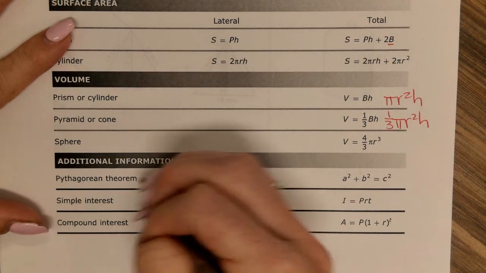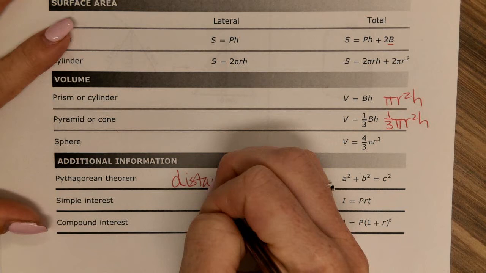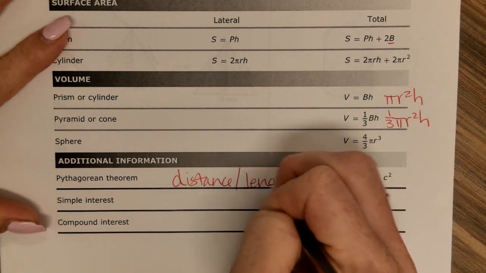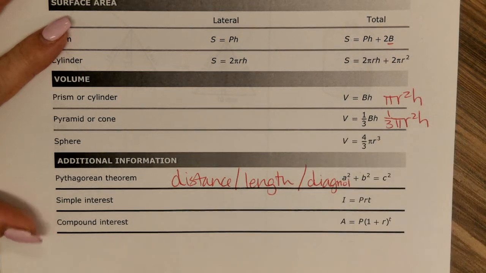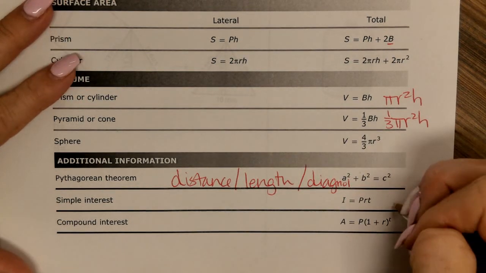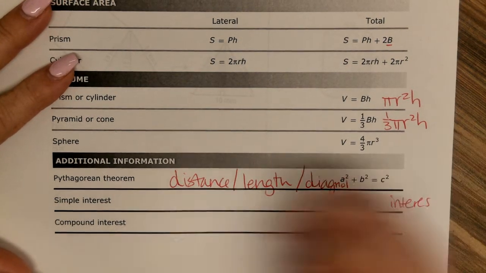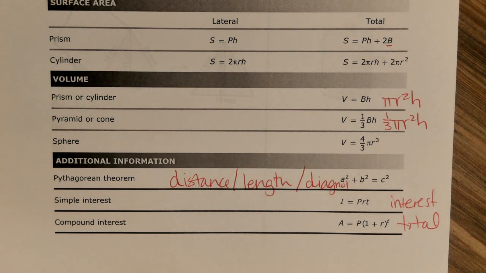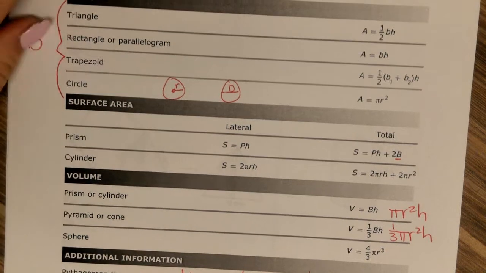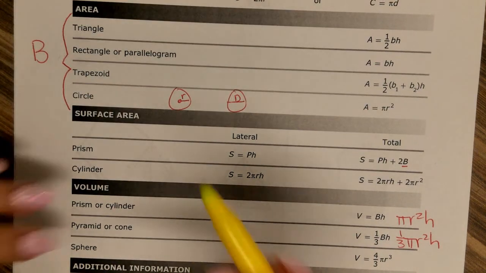For Pythagorean theorem, we do distance, length, and what else? Diagonal. And then simple interest solves for interest, or compound interest solves for total. Bless you. All right, so this is the section that we're working on today.